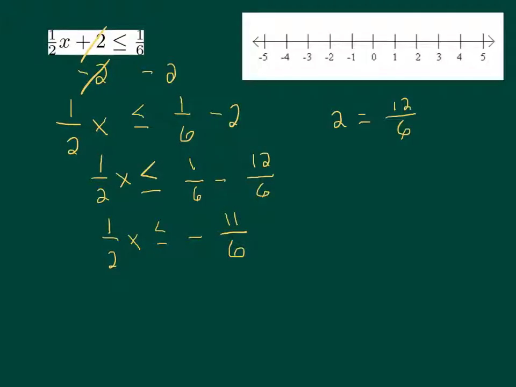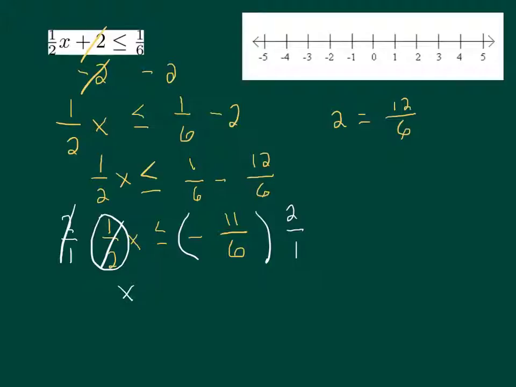Now, in order to get rid of that half, we have to multiply by the reciprocal. And the reciprocal of 1/2 is 2 over 1, or 2. So you're going to multiply both sides by 2 over 1. And what happens there is the 2 and the 1's cancel out.